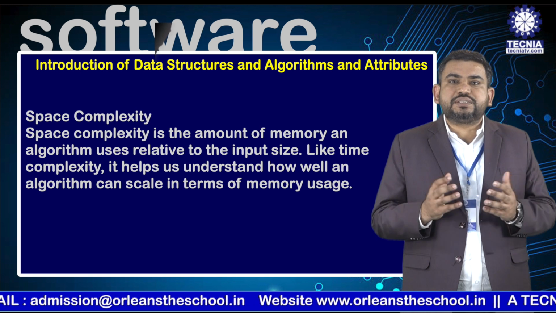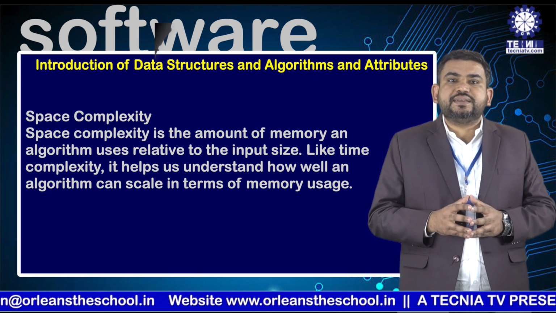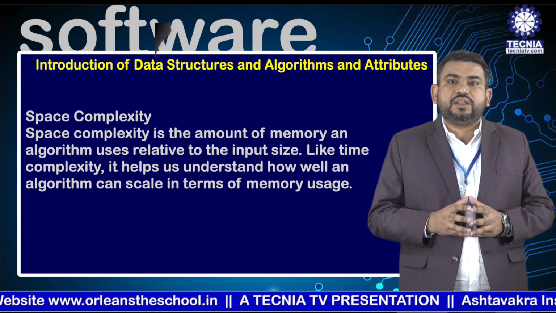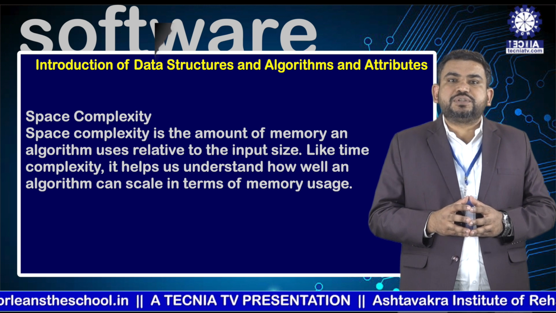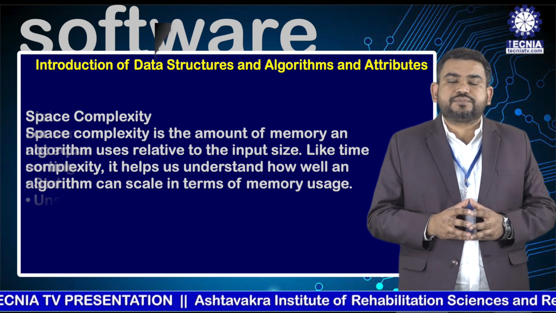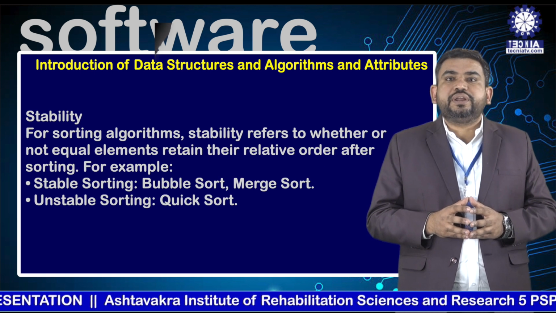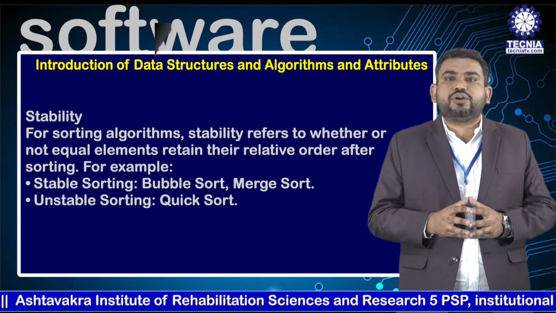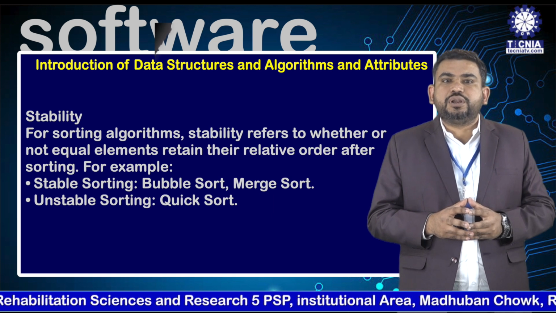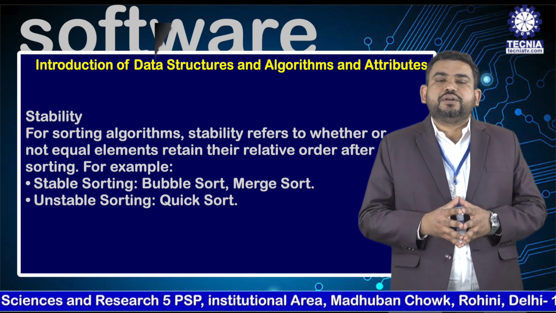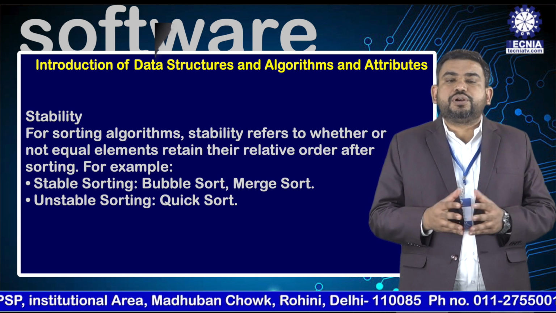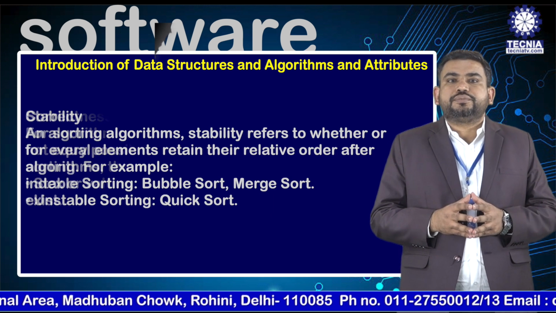Now let's discuss space complexity. Space complexity is the amount of memory an algorithm uses relative to the input size. Like time complexity, it helps us understand how well an algorithm can scale in terms of memory usage. Stability. For sorting algorithms, stability refers to whether or not equal elements retain their relative order after sorting. For example, stable sorting includes bubble sort and merge sort. Unstable sorting includes quick sort.